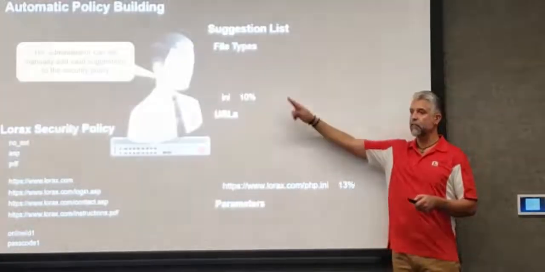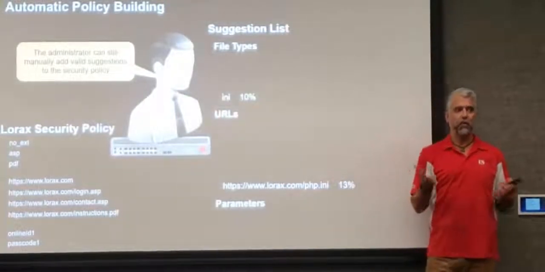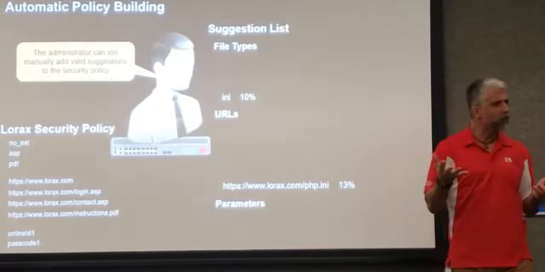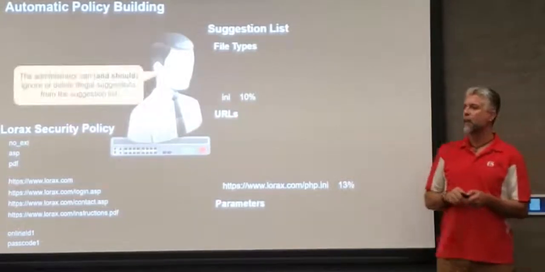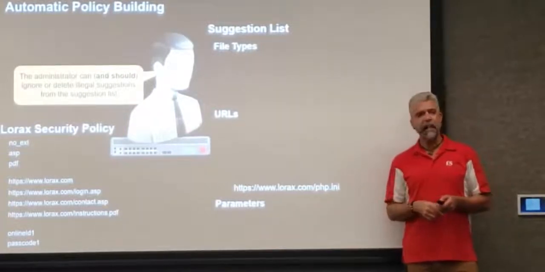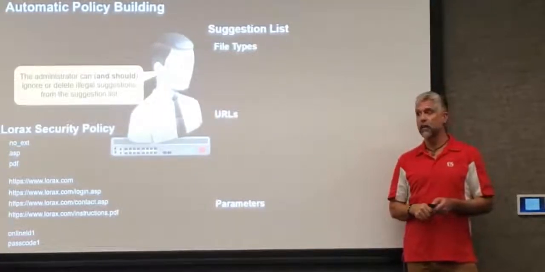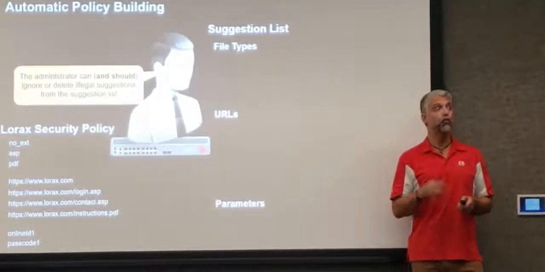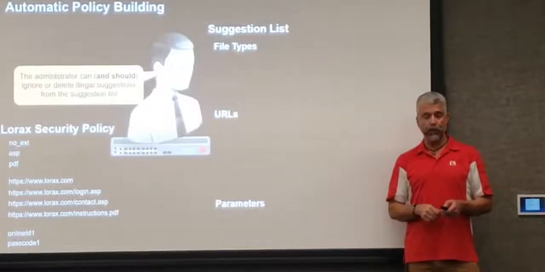And we still have these entries here that we haven't done anything with. We think they're malicious. Yeah, we're not sure. I'm not sure what to do at this point in time. Should I ignore them? Should I delete them? But in automatic policy building, the administrator should do something with them. Absolutely should do something with them.